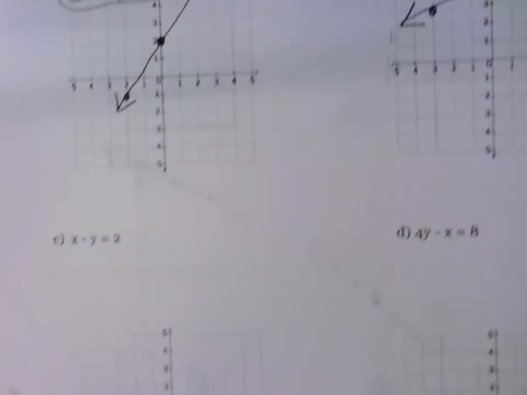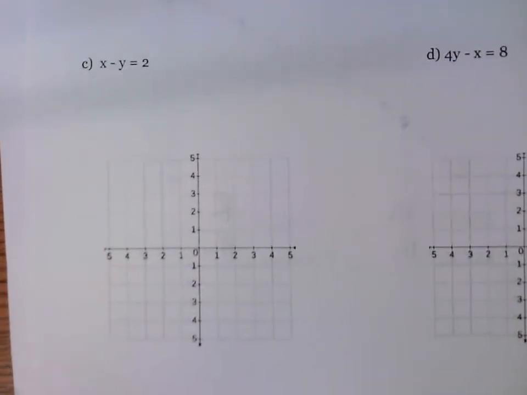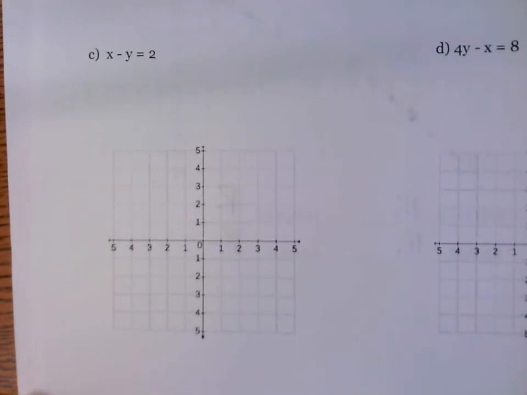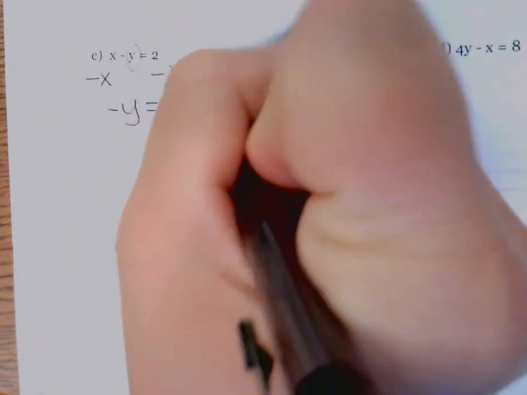All right. Part C. Oh, this one looks bad. How do I get the y by itself? 2 steps. I gotta first move the x to the other side by subtracting it, right? So then I have negative y equals negative x plus 2.